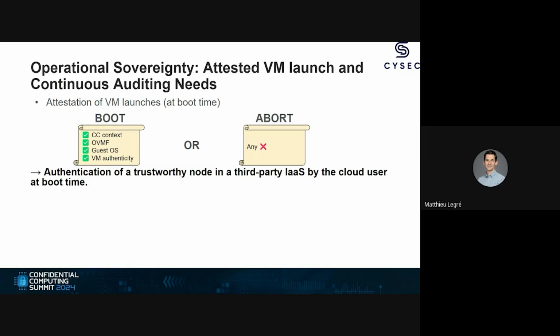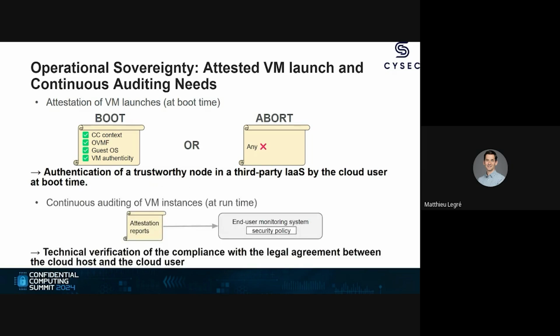So this means that at the end of this process, the customer is able to authenticate a trustworthy node in a third-party infrastructure as a service, okay? And it works only at boot time.